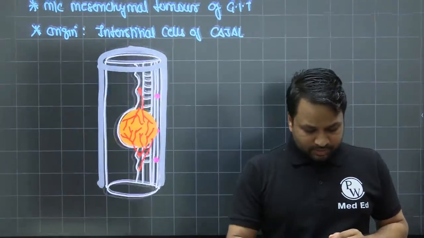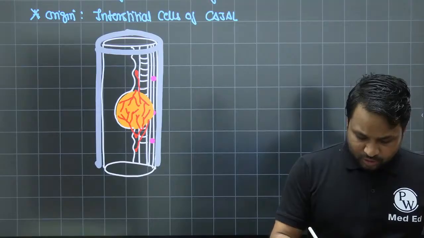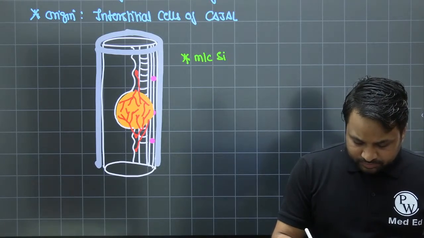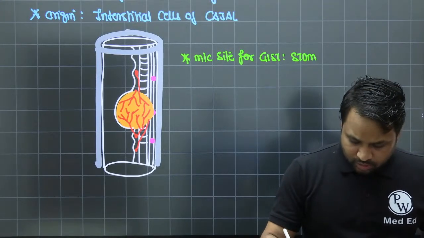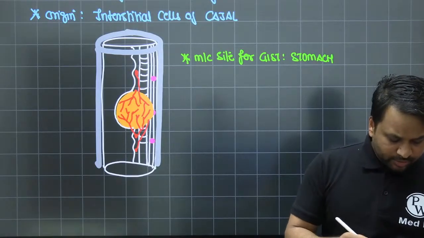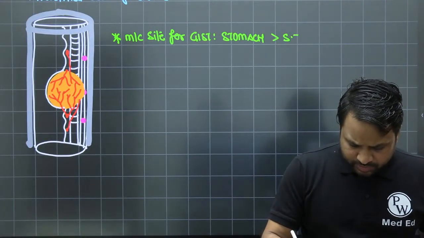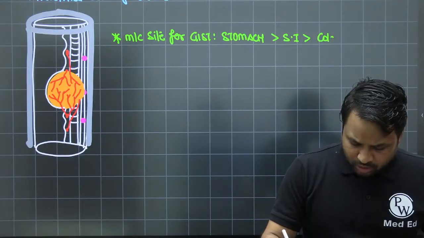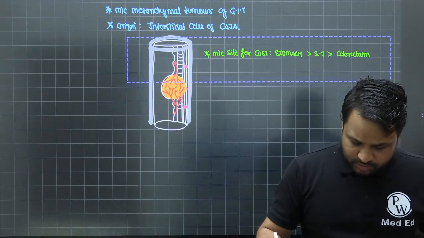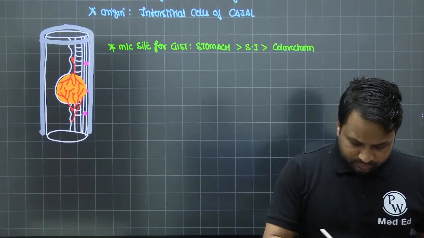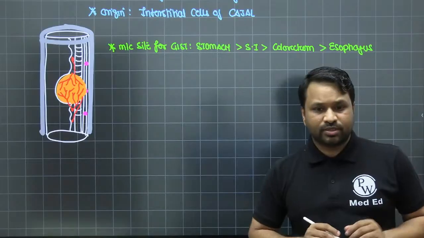Now, in the context of understanding the most common site, the overall most common site for GIST is going to be the stomach. The second most common will be the small intestine. If not, then it is going to be your colorectum. If not, then it is going to be your esophagus.